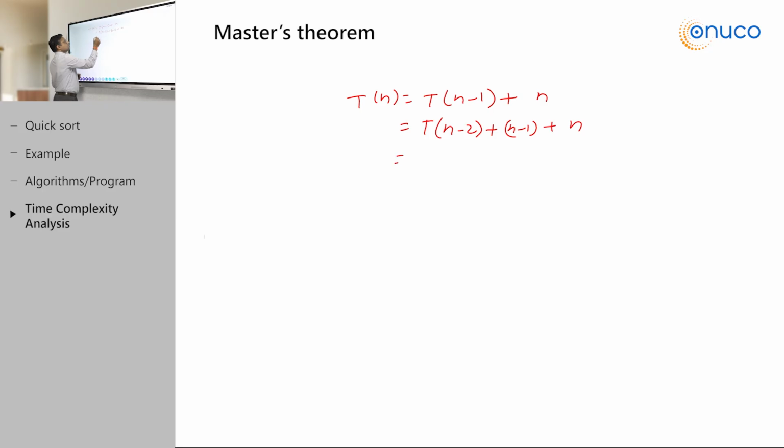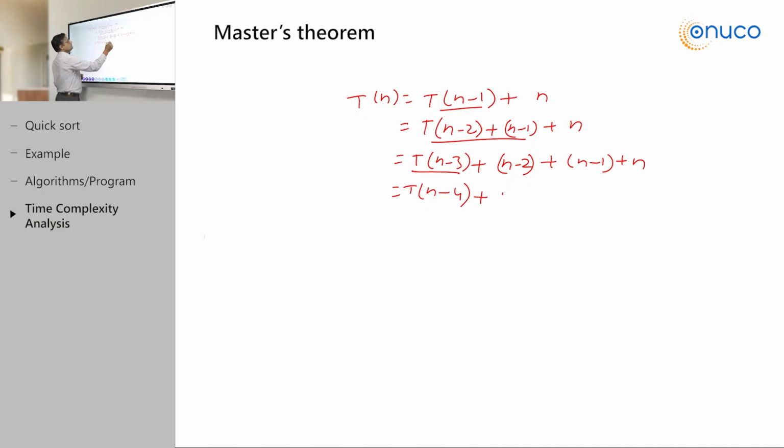Next time T of n minus 3, by using the backward substitution rule we have applied here, plus n minus 2 plus n minus 1, this is original, plus n. Next time what will happen? T of n minus 3 becomes T of n minus 4, one less, n minus 3 plus n minus 2 plus n minus 1 plus n.